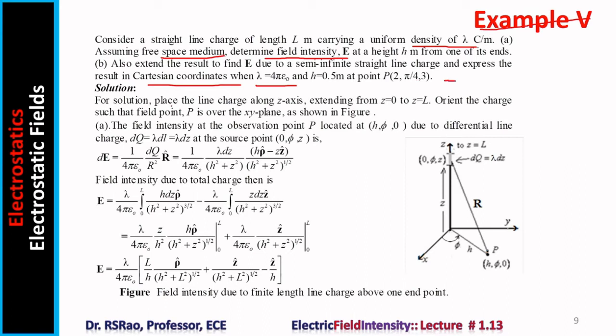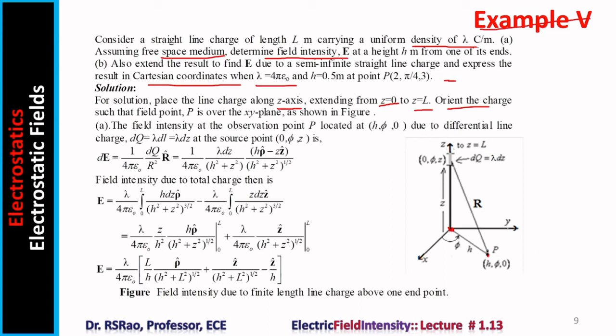Now for the solution, place the line charge along the z-axis extending from z equal to 0 to z equal to L. So this is the line charge, z equal to L somewhere here. Orient the charge such that field point P is over the xy plane as shown in the figure. So this is the field point. The field intensity is at the observation point P located at (h, phi, 0). Notice the coordinates of this point are h, phi, 0: h is rho, phi is phi, 0 is 0. As this problem exhibits cylindrical symmetry, we are attempting it in the cylindrical coordinate system.